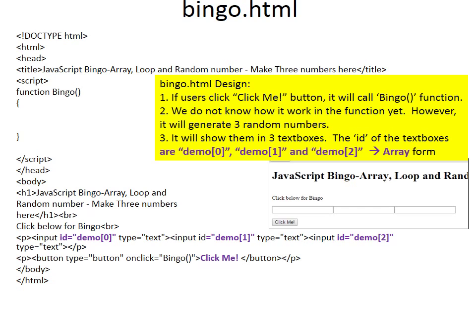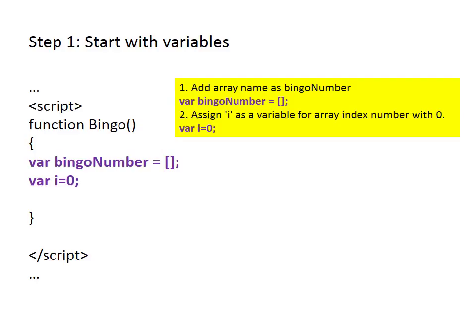Open bingo.html and study it. There are 3 text boxes. The IDs of the text boxes are Demo0, Demo1 and Demo2. This is an array structure of text boxes. In step 1, add the bingoNumber array variable. Then declare a variable i with initial value 0. The variable i will be used as the index variable inside the bingoNumber array.